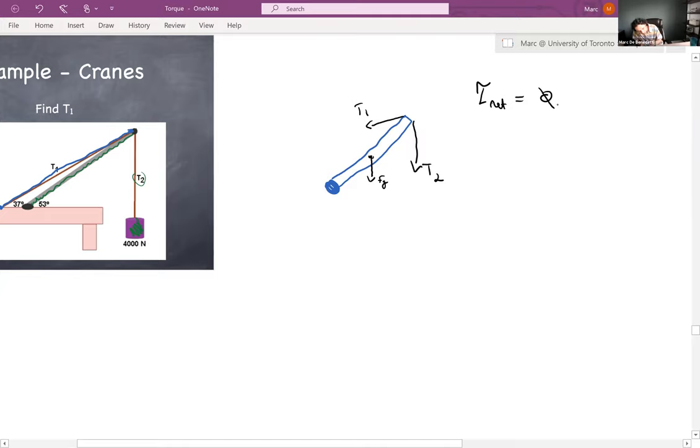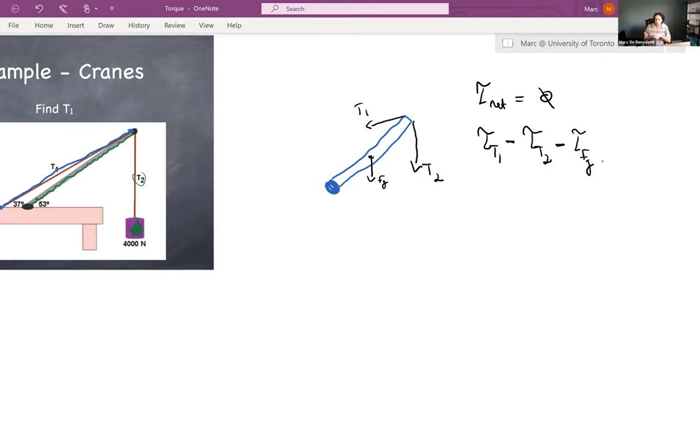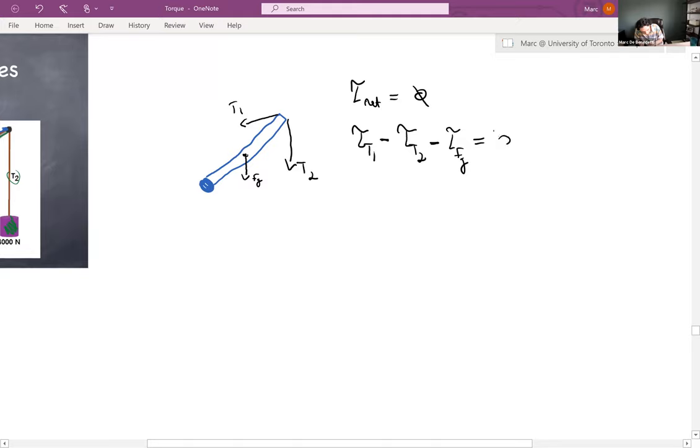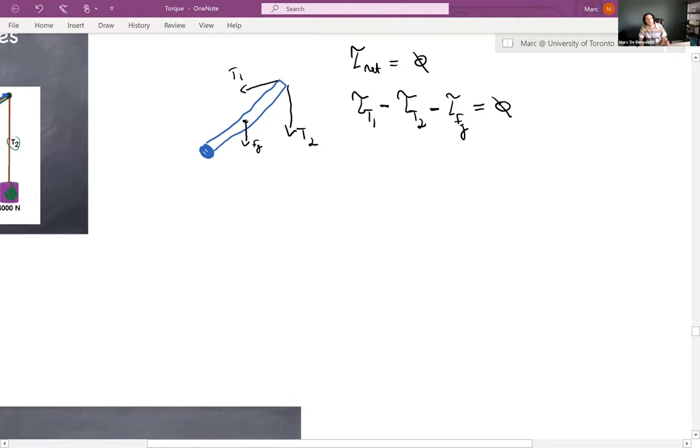So let's do this. We're going to have the torque due to tension one. The torque due to tension one is going to be counterclockwise, and that is in the opposite direction to the torque due to tension two. And torque one is also opposite to the force of gravity. So the force of gravity and tension two are in the clockwise direction, and torque one is in the counterclockwise direction. So that's how I got my appropriate plus and minus signs. And the sum of them has to equal zero. And torque is equal to force times the lever arm. So let's do that now.